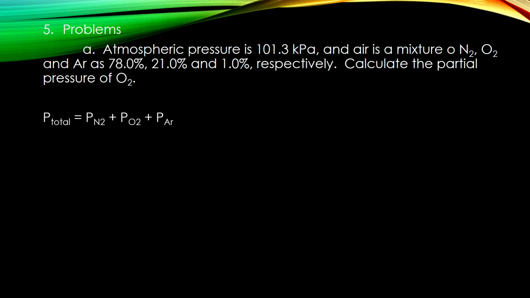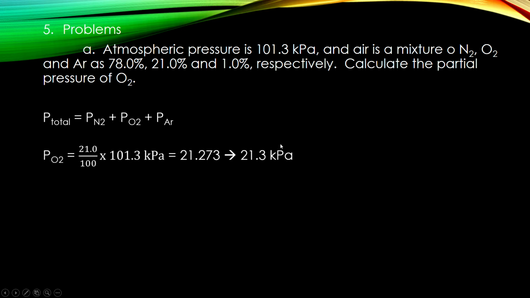If we're trying to calculate the partial pressure of the oxygen, we need to take that 21%, change it to a decimal, and multiply it by our total pressure, and you'll see right here we get the partial pressure of the oxygen is 21.3 kilopascals.